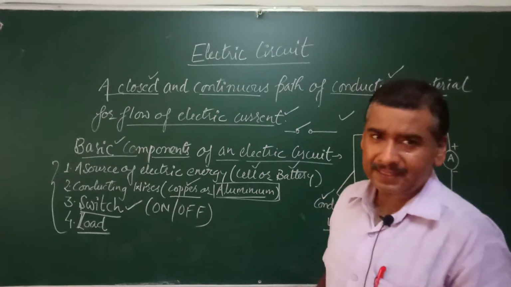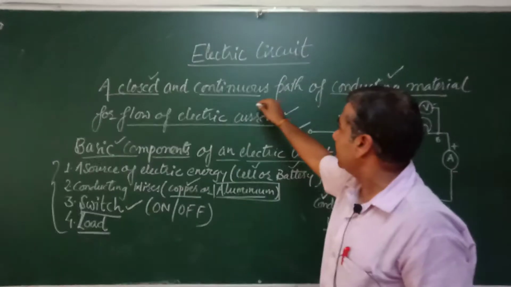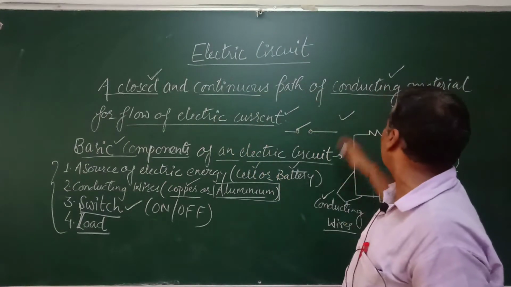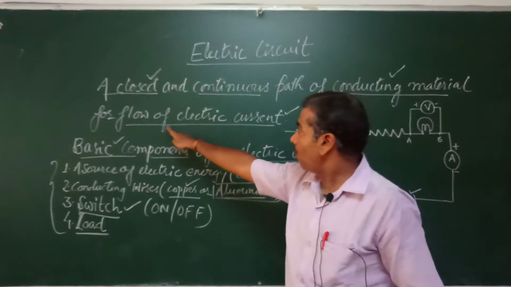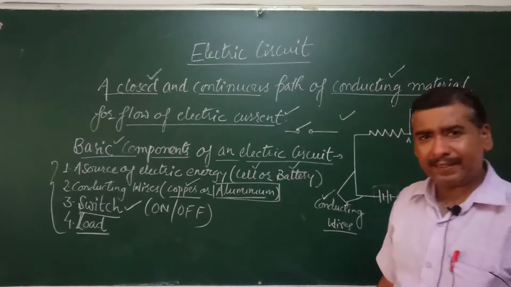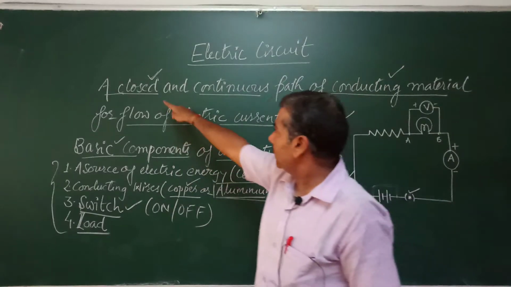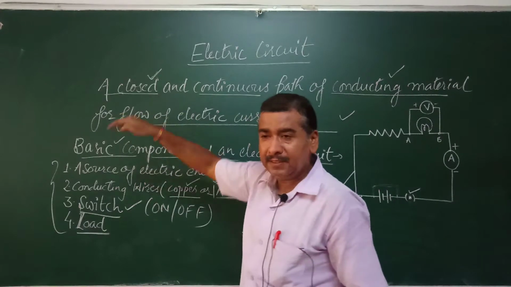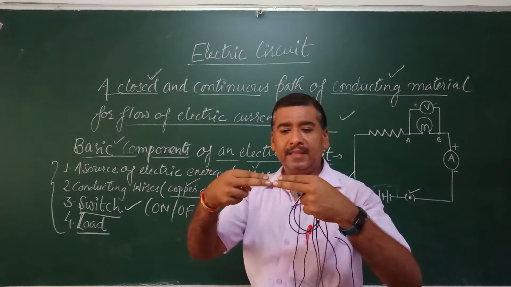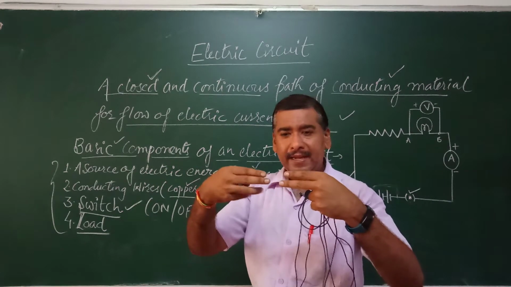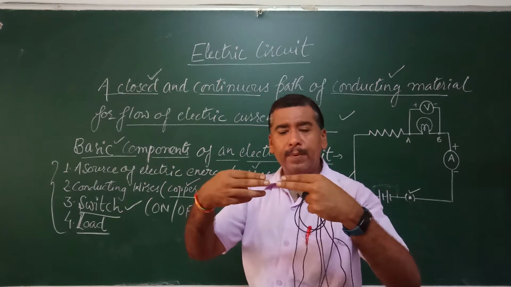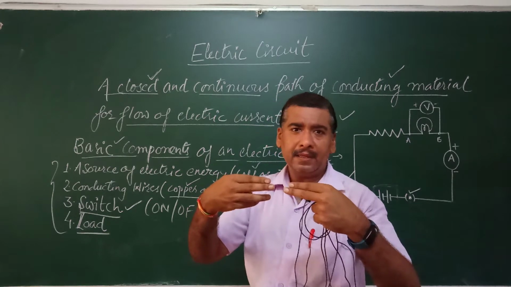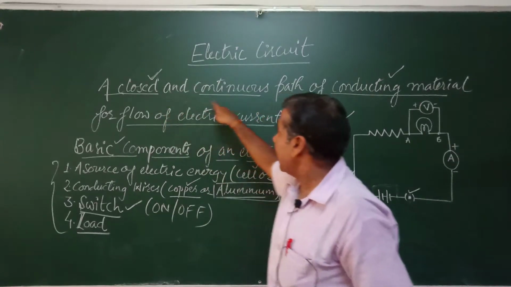So what is an electric circuit? An electric circuit is a closed and continuous path of conducting material for flow of electric current or electric charges. Now there are two terms which are highlighted. It should be closed, that means there should be no opening between the conducting wires. If there is a discontinuation or opening, then the charges will not be able to flow and there will be no electric current. So it should be closed and continuous.